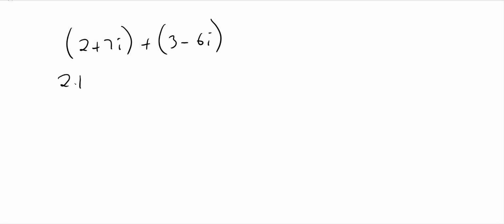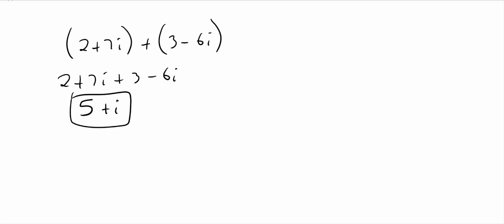So I'm going to write it out as 2 plus 7i, and because it's plus, I'm just going to say plus 3 and then minus 6i, right? The plus is nice. When it's a negative, you've got to distribute it, okay? And then we're going to add these together. 2 plus 3 is 5. 7i minus 6i is 1i, so plus i. And math fans, that is your answer. It's that easy. Okay, so super easy.